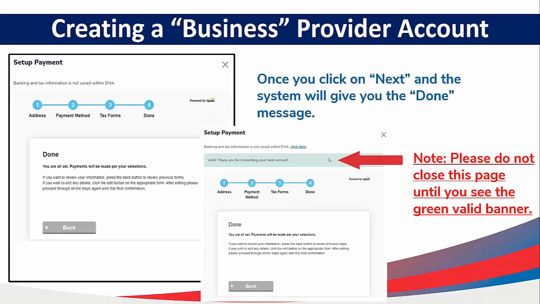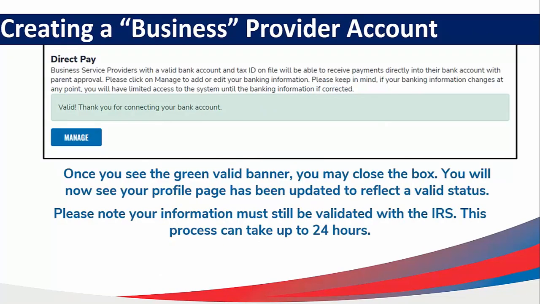Once you click on Next and the system gives you the Done message, please wait until you see the green valid banner. It may take up to 24 hours, so please do not make any changes until you have allotted that time to pass. After you see the green valid banner, you can close the box. Your profile page will now show that it has been updated to reflect the valid status. However, please keep in mind that your information still needs to be validated by the IRS, which may take up to 24 hours.